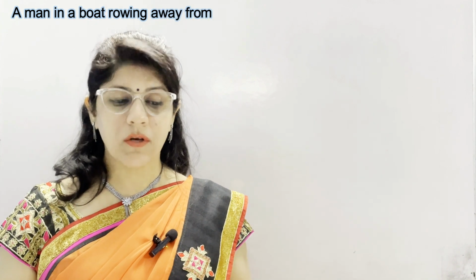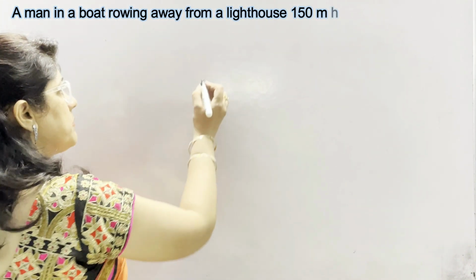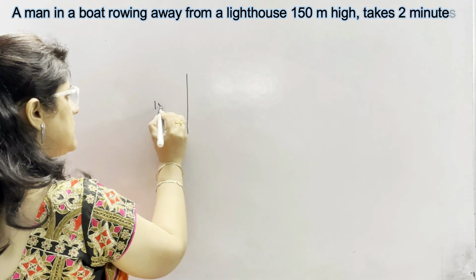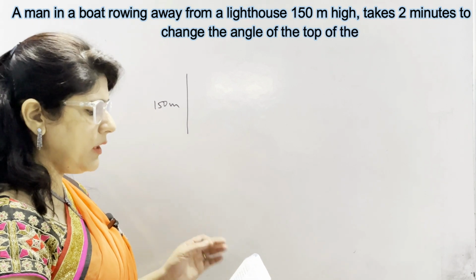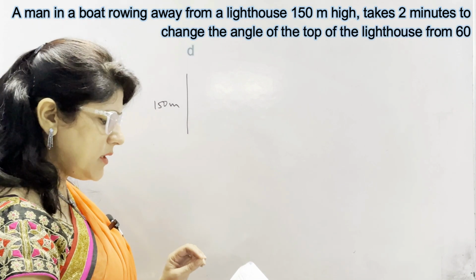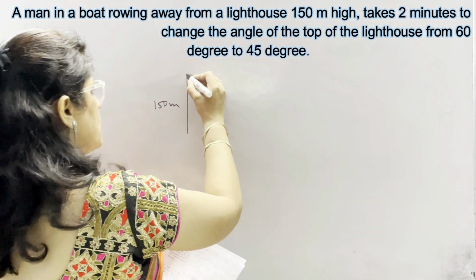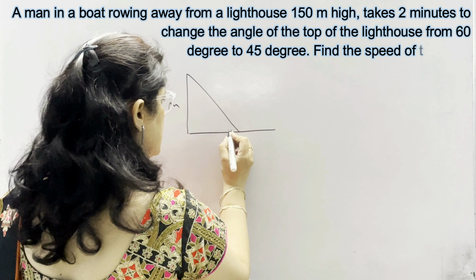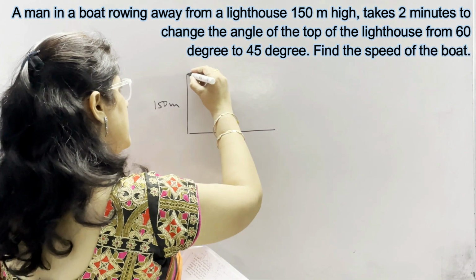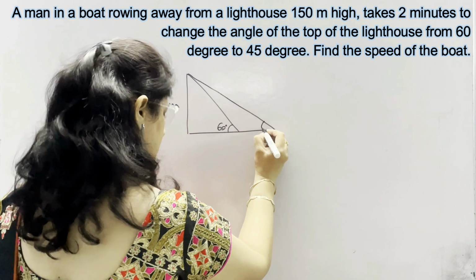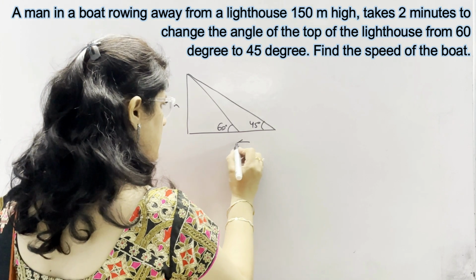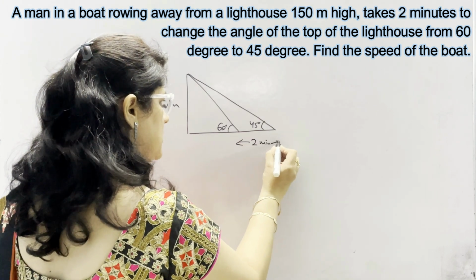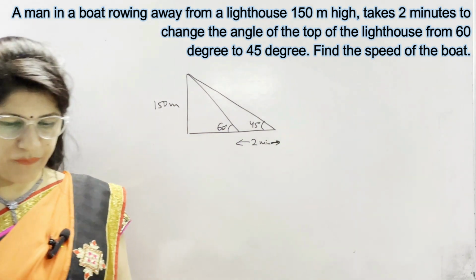In question number 5, a man in a boat rowing away from a lighthouse 150 meter high. It means the height of the lighthouse is 150 meter. Takes 2 minutes to change the angle of the top of the lighthouse from 60 degree to 45 degree. So first angle is 60 degree and then next angle is 45 degree. And it took 2 minutes to change this angle. This is not the distance. This is the time given here, which is 2 minutes.